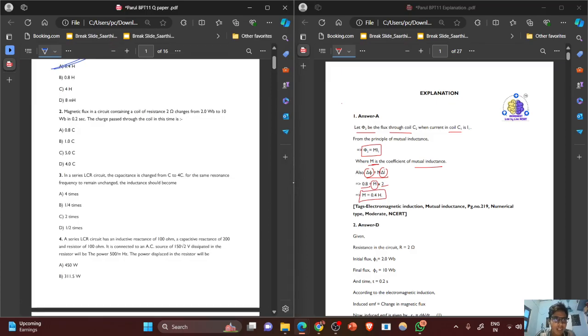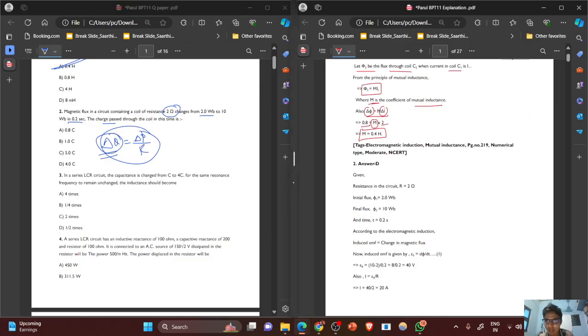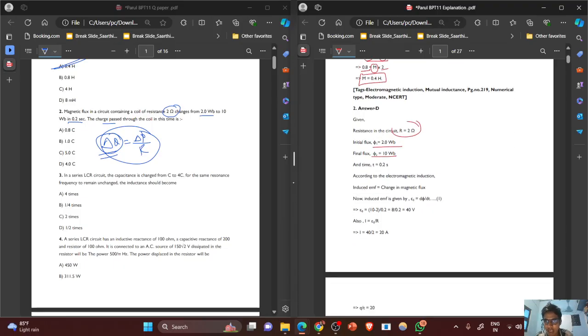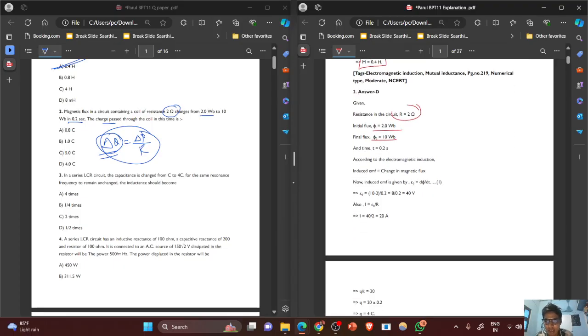It says that the magnetic flux in a circuit containing a coil with resistance is given. Magnetic flux change is given. You know the charge delta Q is given by change in flux upon R. Simply put the values into this formula and get the value of delta Q. Same is done here. Initial flux is given, final flux is given, and resistance is given. You can also calculate it from the current, that the current is EMF upon R.